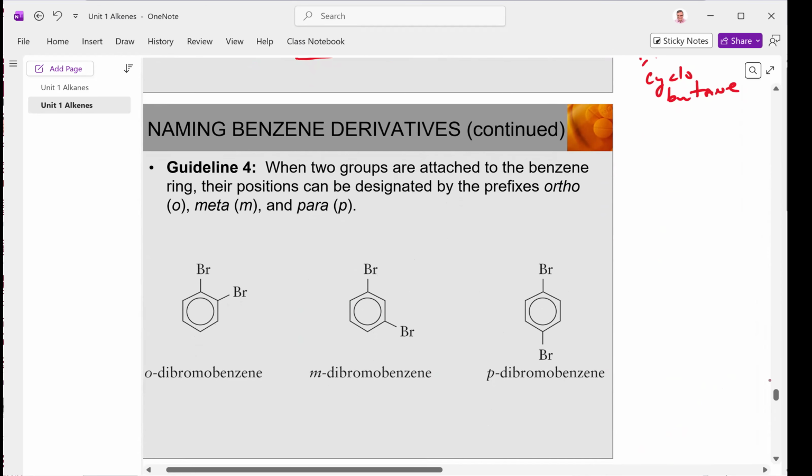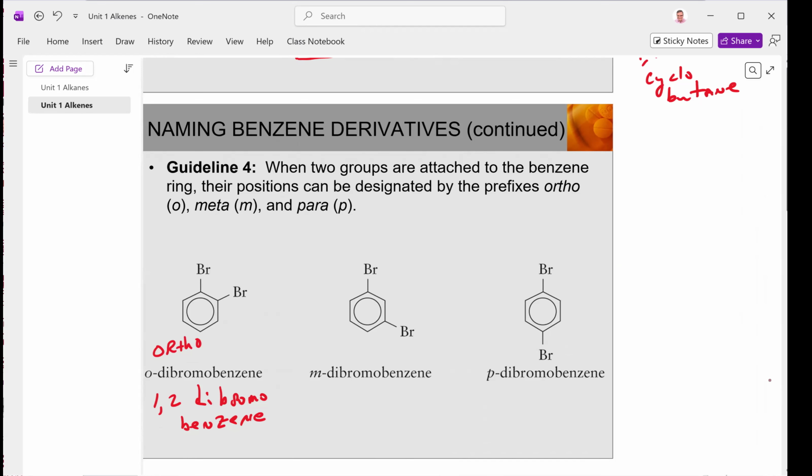Now, when you have two substitutions on the benzene ring, it's still called benzene, not phenyl. There are two ways to name these. One way, this one here, would be 1,2-dibromobenzene, or ortho, shortened to an italic O, dibromobenzene.